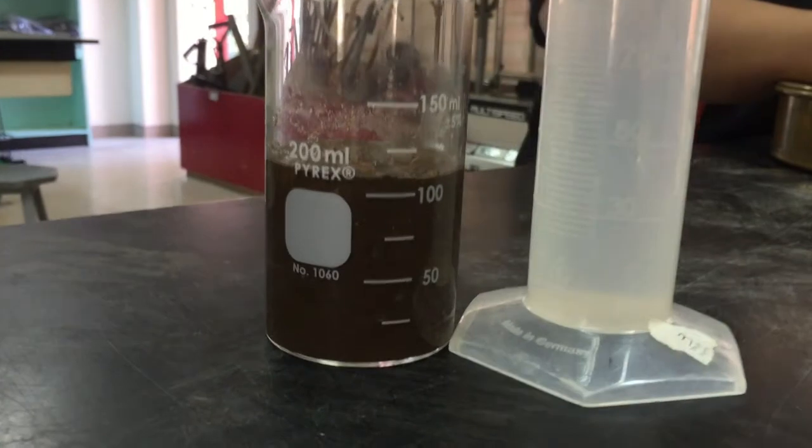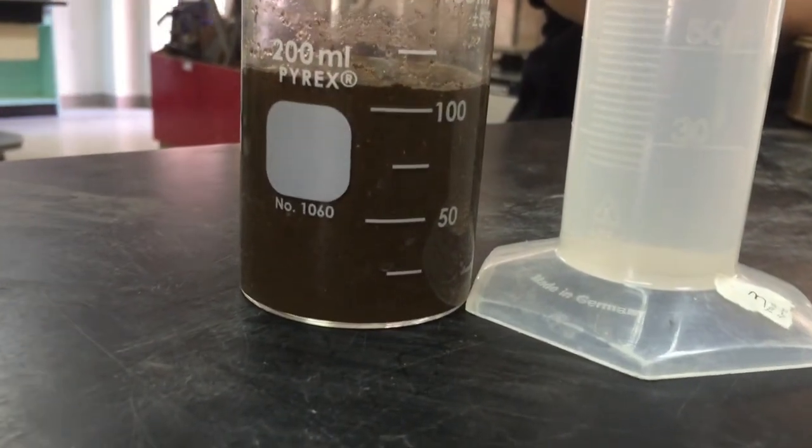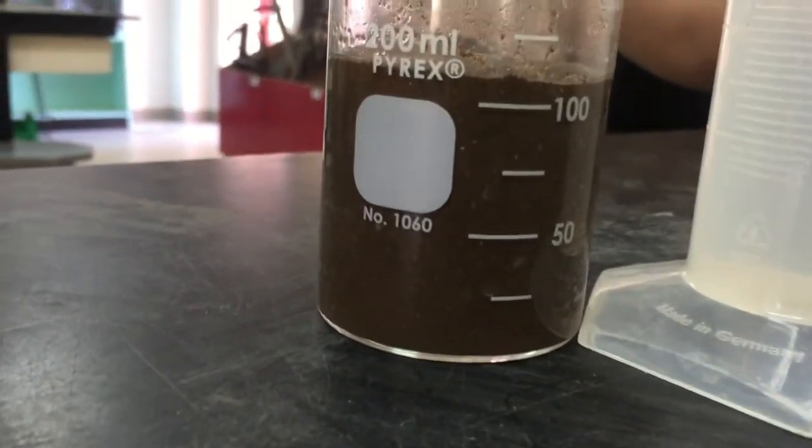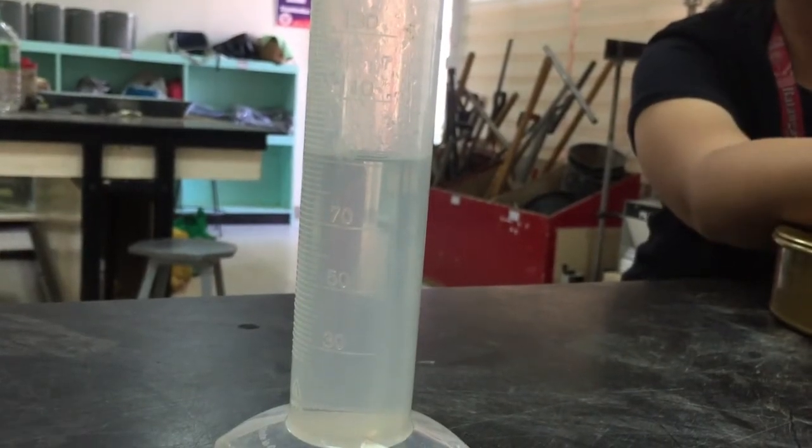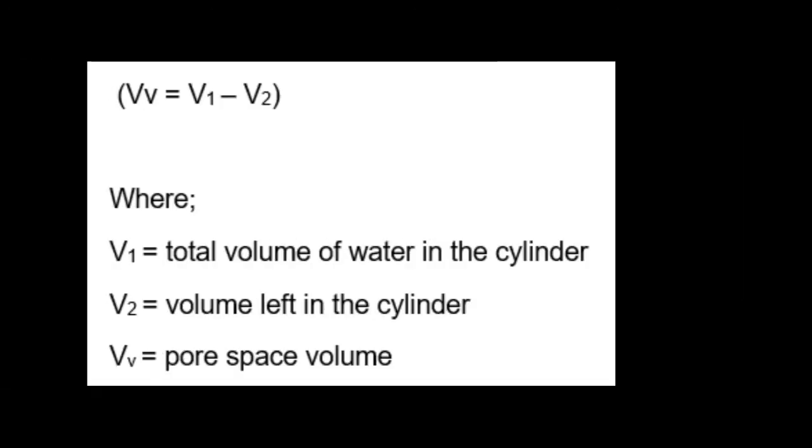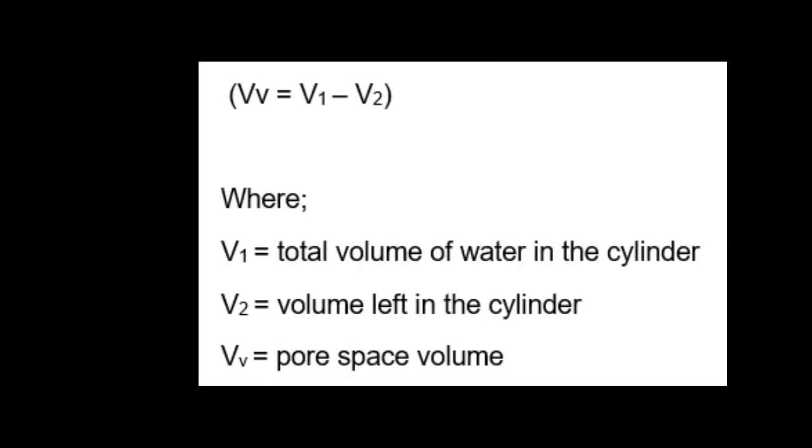When the soil is fully saturated, record the volume of water retained in the container. To get the value of porosity, use the formula: porosity is equal to V sub V over V sub 1. In that formula, V sub V is equal to V sub 1 minus V sub 2, where V sub 1 is equal to the total volume of water in the cylinder, V sub 2 is the volume left in the cylinder, and V sub V is the pore space volume.